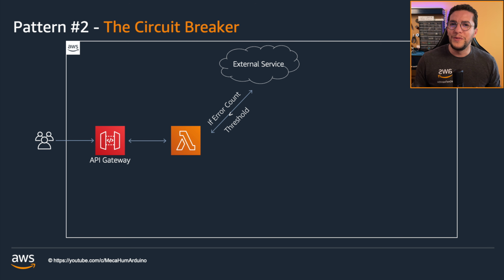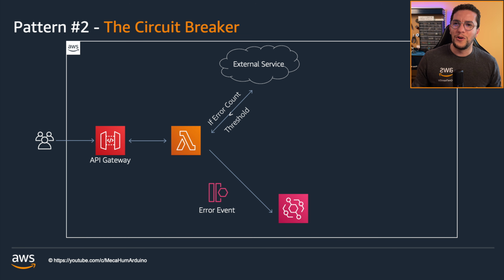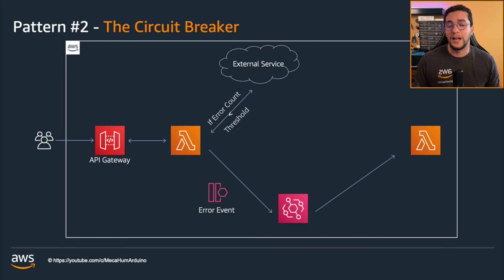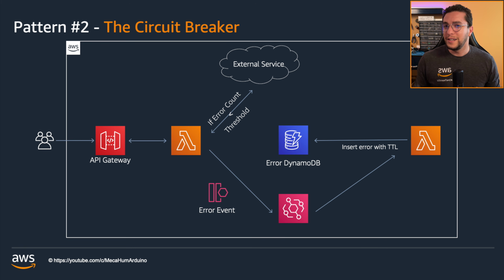But at the same time, you don't want to keep trying forever. So after those 3 or 4 tries, you want to log the error events. And EventBridge is a perfect tool for this kind of behavior, because once you capture that error event and send it to EventBridge, EventBridge can then invoke another Lambda, which can now create an entry in a DynamoDB table with a TTL set of 60 seconds, 2 minutes, or whatever you want.